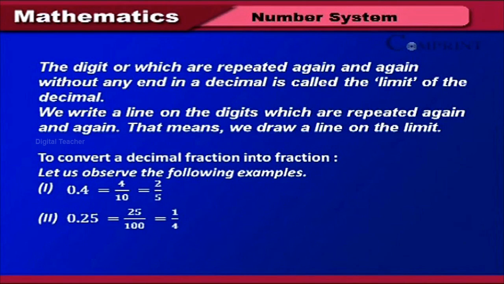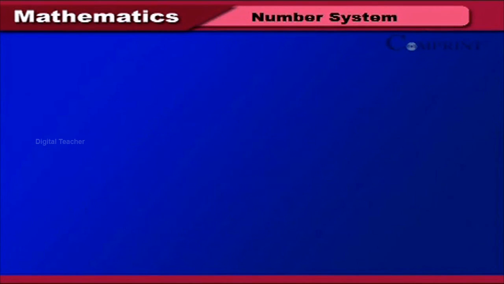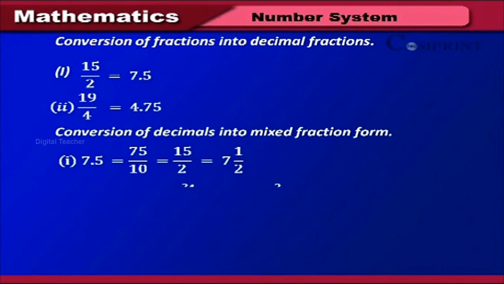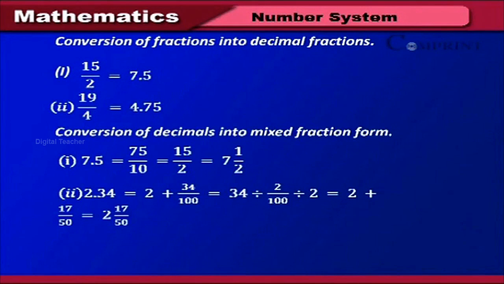To convert a decimal fraction into a fraction, let us observe the following examples. 0.4 is equal to 4 by 10, which is equal to 2 by 5. 0.25 is equal to 25 by 100, which is equal to 1 by 4. Conversion of fractions into decimal fractions. 1. 15 by 2 is equal to 7.5. 2. 19 by 4 is equal to 4.75.